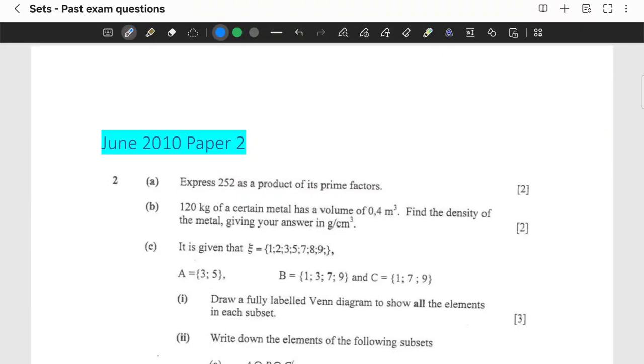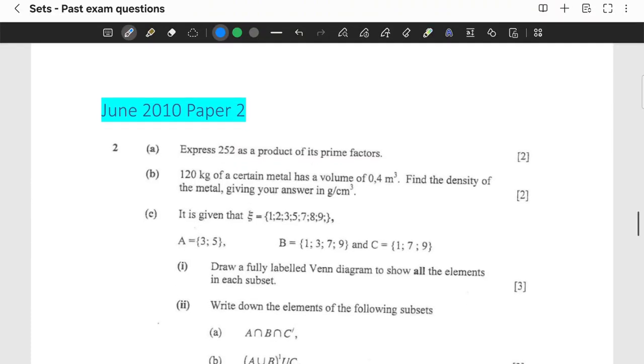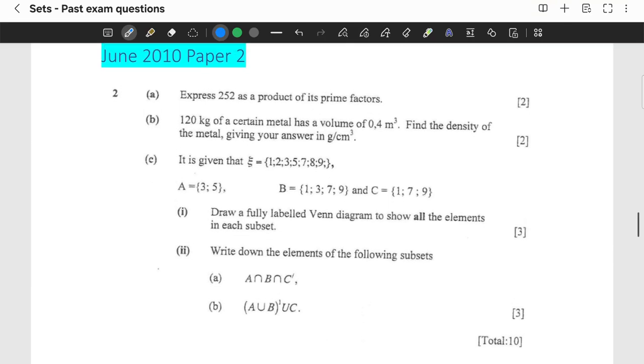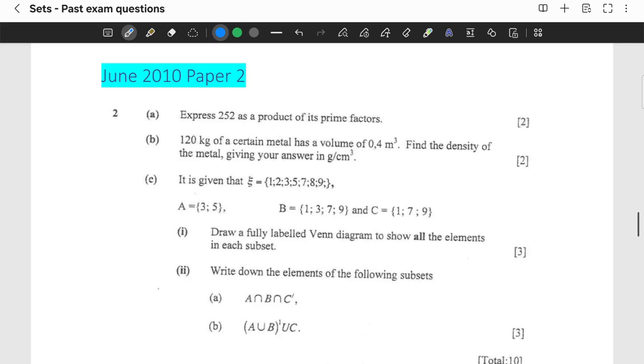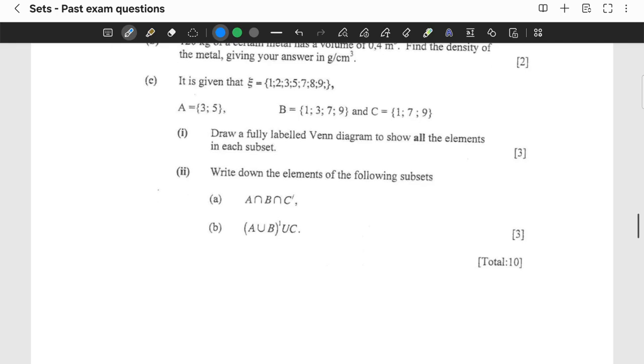In this part of the video, we'll be continuing with past exam papers from ZIMSEC, focusing on questions under 6. So from the June 2010 paper, paper 2, we're going to look at number 2, part C.